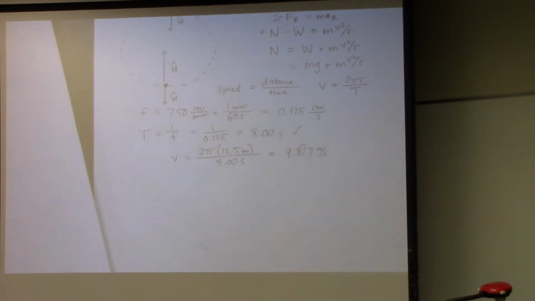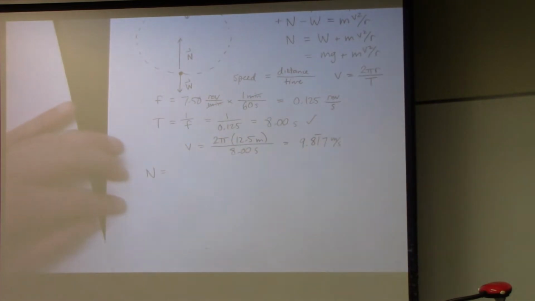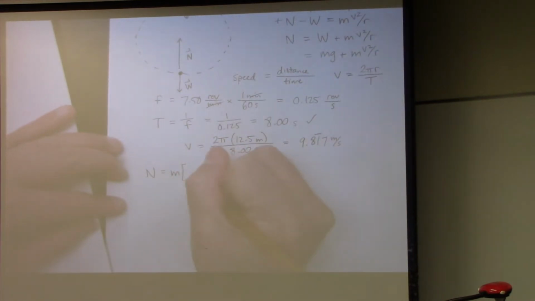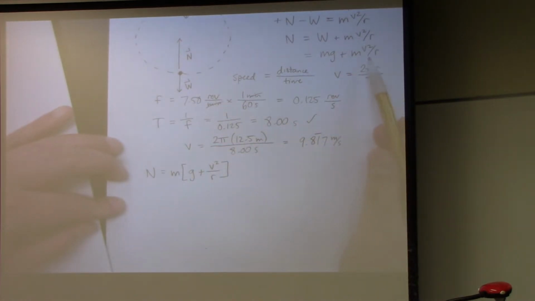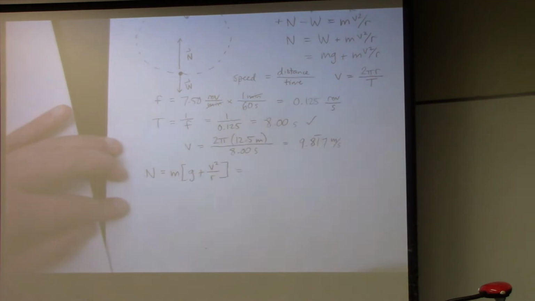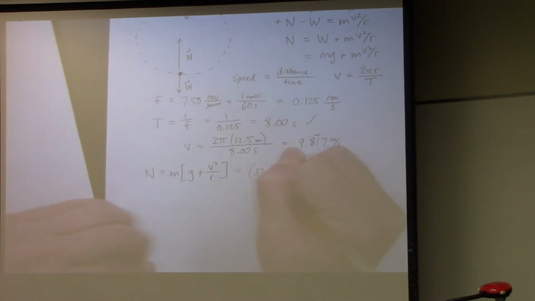meters per second. So now we can do the plug and chug for the normal force, because N is equal to, here, let's copy what we have down there. It's the mass times g plus v squared over r, just taking what we have here and factoring out the m. Okay? So the mass of the rider we were given is 37.5 kilograms. That's the mass of the kid. g is 9.8 meters per second squared. And then we add to that 9.817 meters per second, and we square it. And then we divide by the radius, which is 12.5 meters.